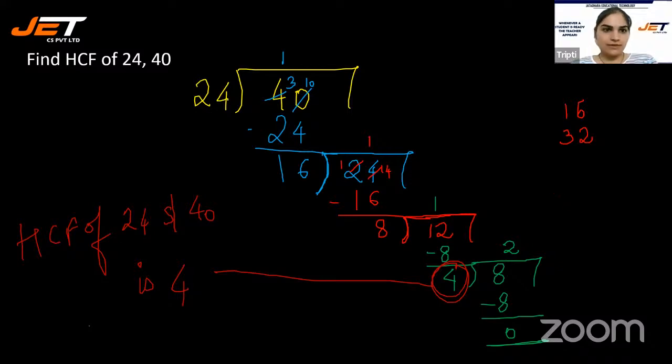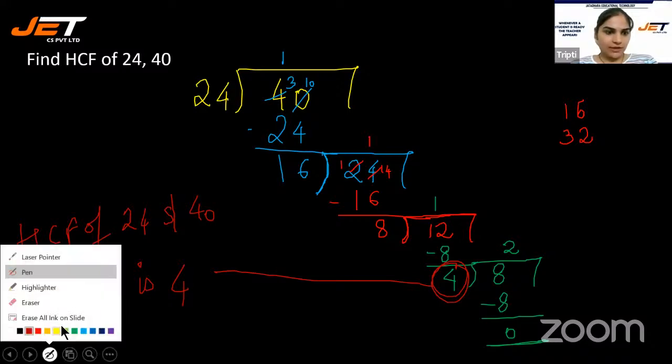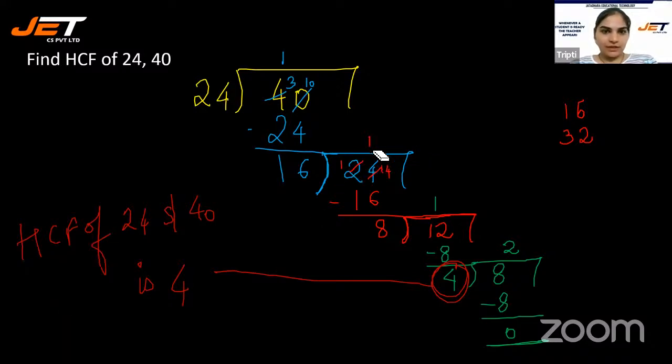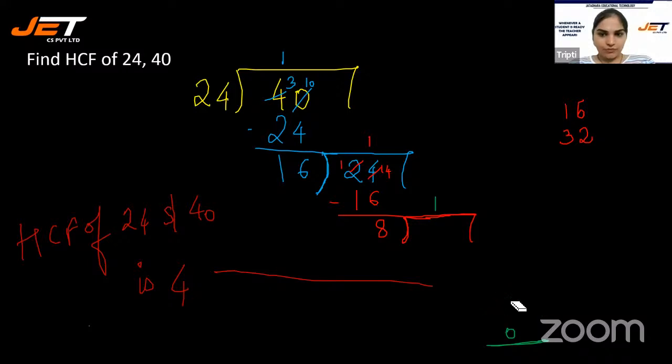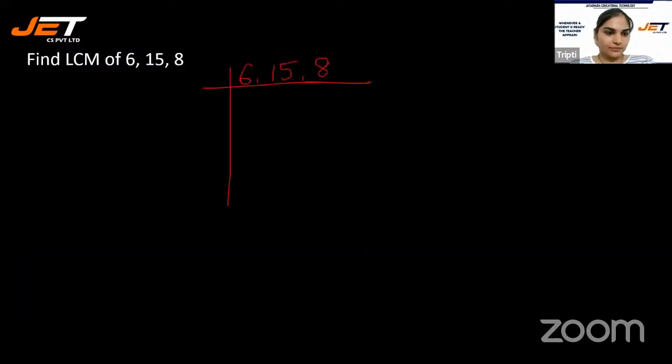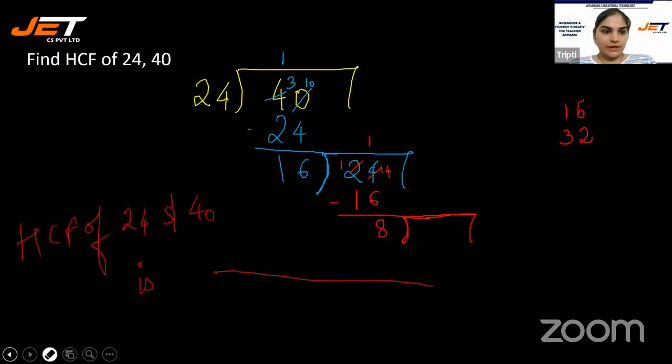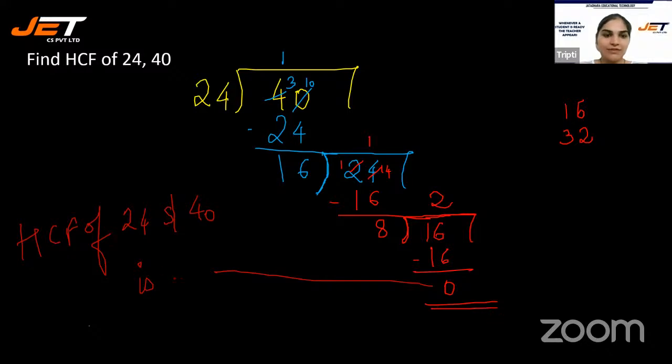Oh, wait. Just a moment. There is some correction over here. It should be 16. I'm so sorry about this. So here there is a mistake that I have done. 16 was the divisor here, right? So 8 times 2 is 16. Hence, the HCF is 8. I'm so sorry about that. HCF is 8.